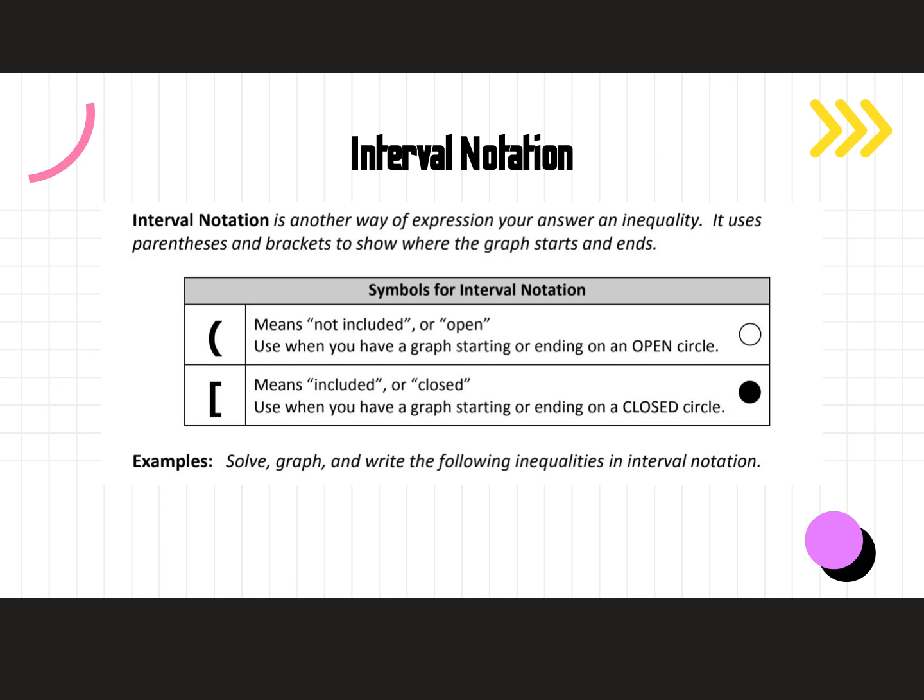So looking at the symbols for interval notation, parentheses mean not included or open. So think about your open circles, where it's not included in the solution. Parentheses mean not included, and brackets mean included, similar to your closed circle. So next we're going to look at some examples. We're going to solve, write, and graph the inequalities using interval notation. I'm also going to throw in some set notation as well.